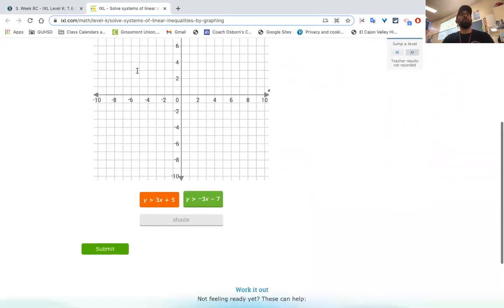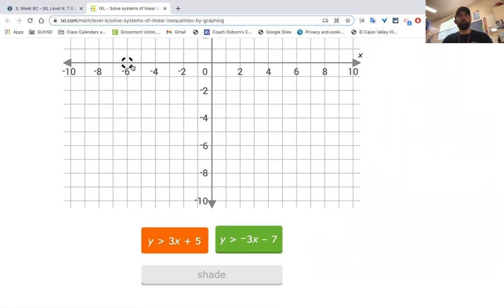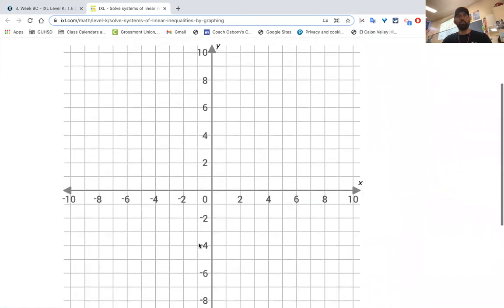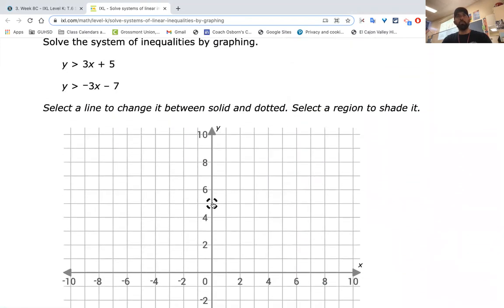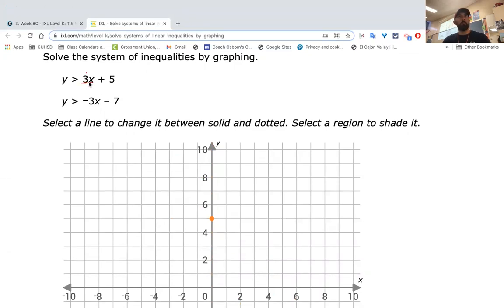All right, so this one, let's start with this graph. So we start at 5, and then the slope is 3. Okay, so we start at 5, and then we're gonna go up 3. Again, careful with your slope. Remember that if it's a whole number like this, that we can put it over 1. So both of these slopes are 3/1 and then negative 3/1.